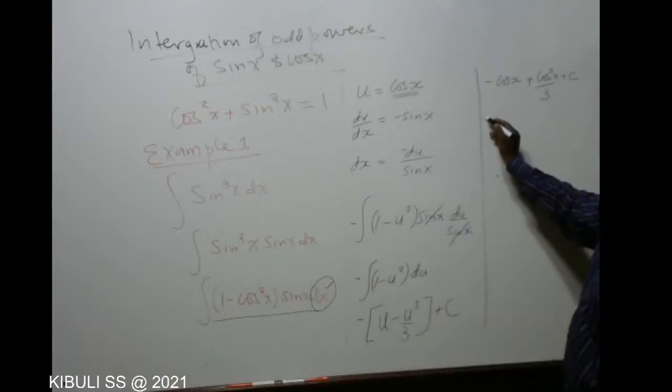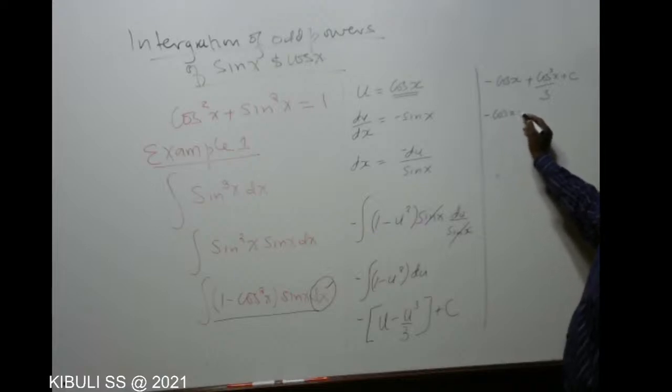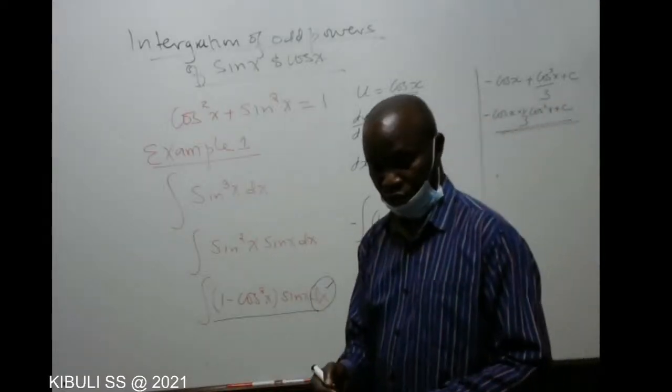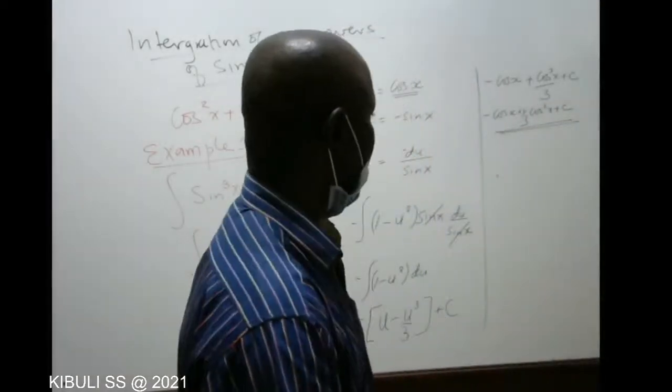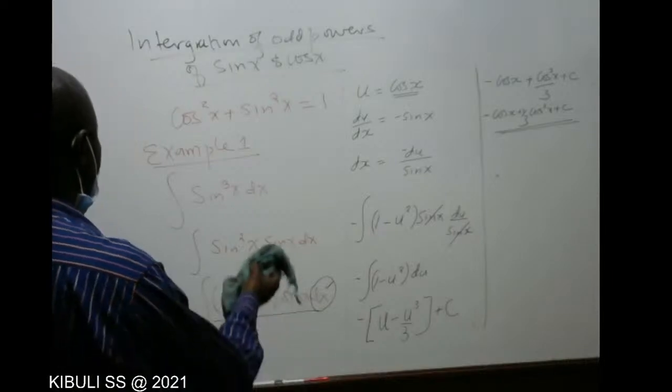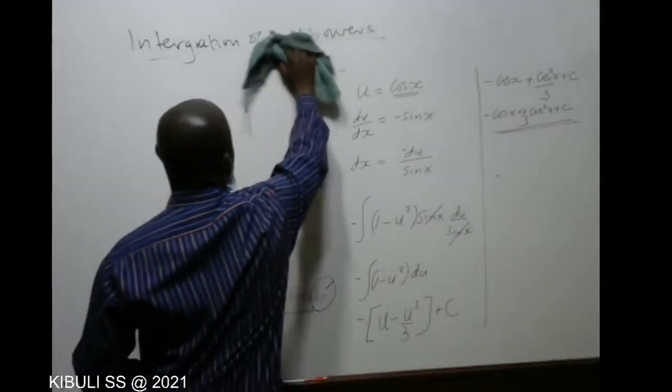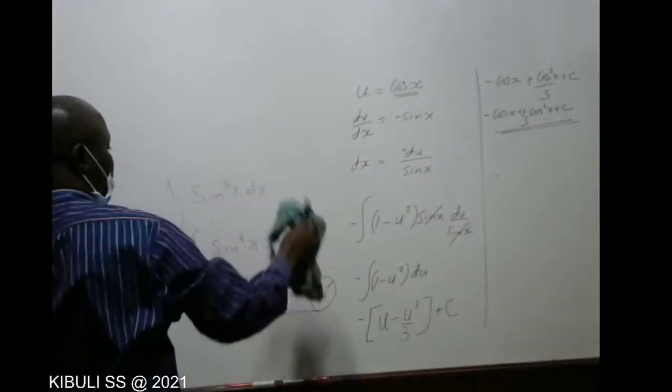This finally gives us negative cos x plus a third cos cubed x plus c. And that is the integral of sine power 3, the integral of sine power 3x.